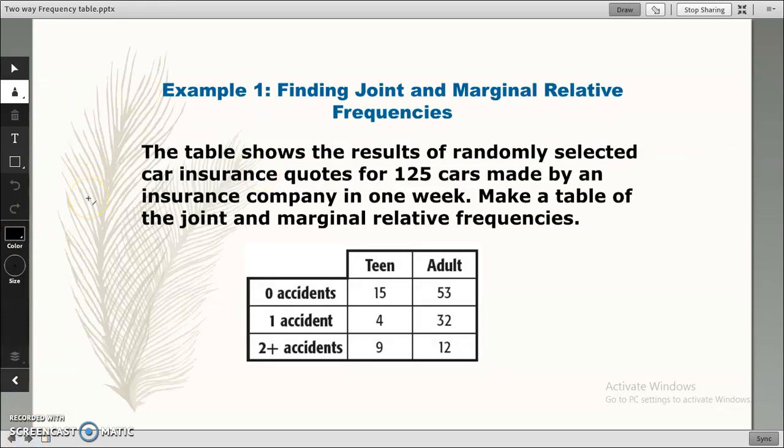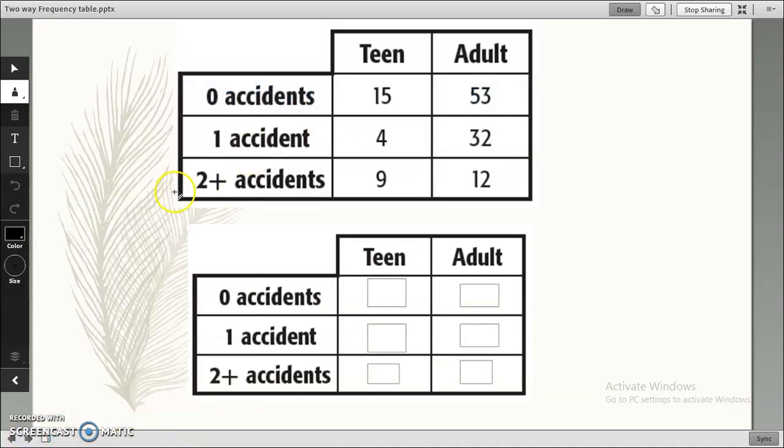All right, so here is an example. It says find the joint and marginal relative frequencies. The table shows the results of randomly selected car insurance quotes for 125 cars made by an insurance company in 1 week. Make a table of joint and marginal relative frequencies. So here's my table. There's a total of 125. So I've copied it again. The only thing that I'm missing is the total.